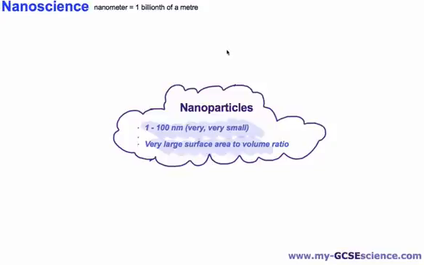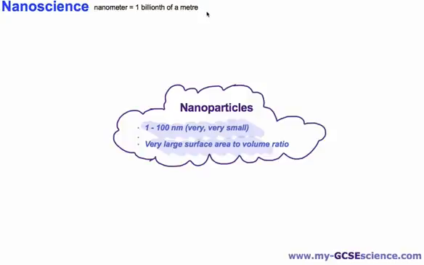Hello and welcome. The topic for today is nanoparticles or nanoscience. When we're talking about nanoscience, we are dealing with particles which are very, very small indeed. We're talking in the range of 1 to 100 nanometers in size. Now, to give you an idea, a nanometer is 1 billionth of a meter. That's 1,000 millionth of a meter.